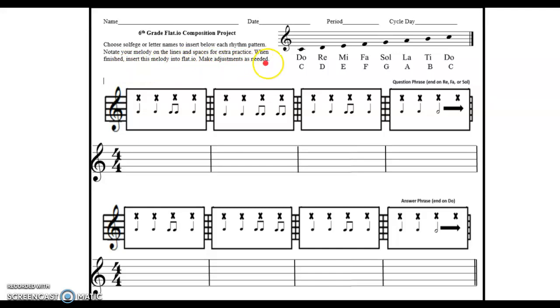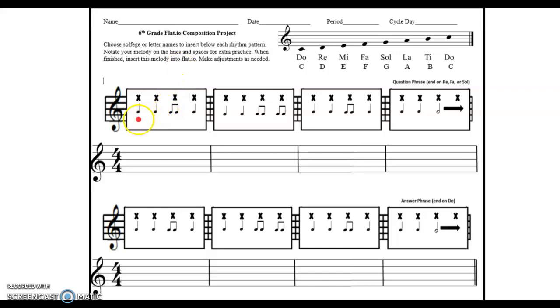When you are finished notating on the staff, you're going to insert this melody into flat.io, make adjustments as needed. There is a flat.io assignment or a Google Classroom assignment, which is called 6th grade flat.io composition project. That is where this melody should get inserted. Okay? If you do not complete inserting this melody into flat.io today, that's okay. We're going to keep working on this project in our next class.